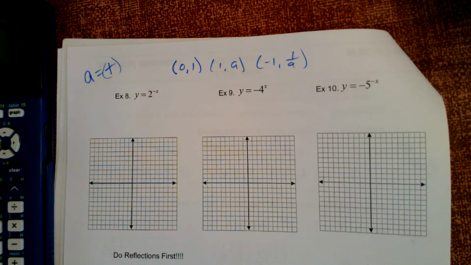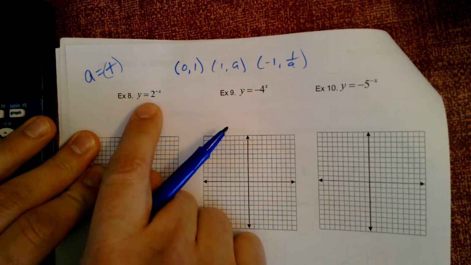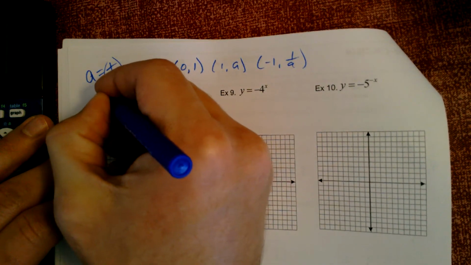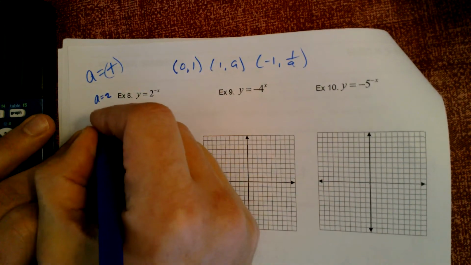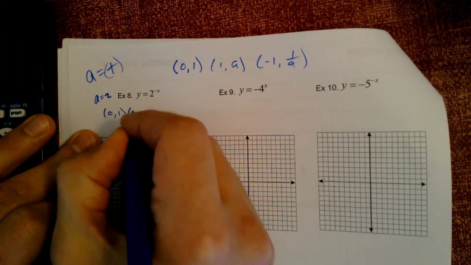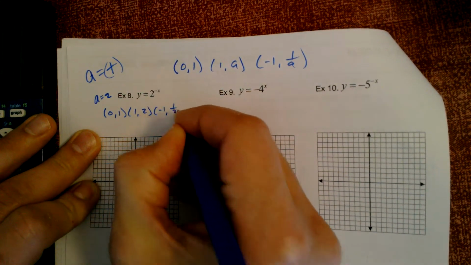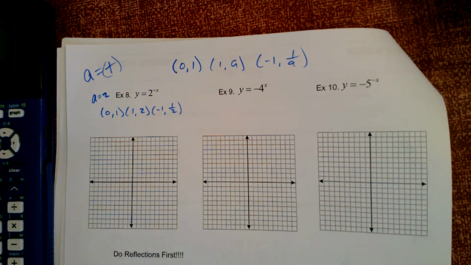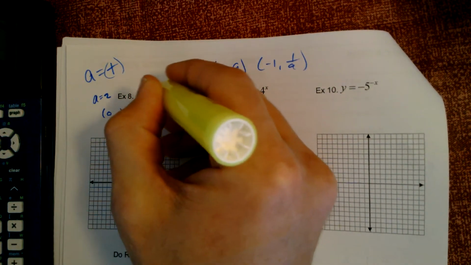Okay, so the first thing I look at, my base on number 8, I've got y equals 2 to the negative x. I've got A is positive 2, excuse me. So I use my 3 points, 0, 1, 1A, 2, negative 1, 1 over A, 2. So I got 0, 1, 1, 2, negative 1, 1 over 2. Well, then I see that I have some kind of transformation going on. So I'm going to highlight that for you.